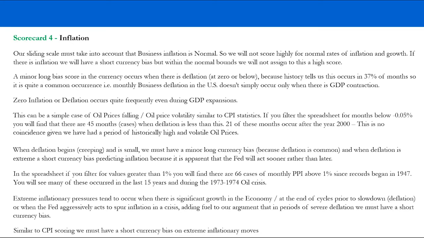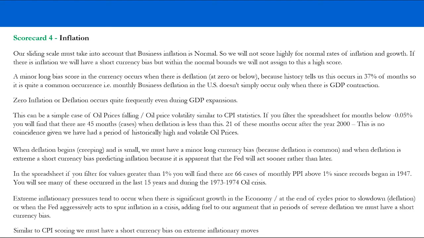Now, if you filter the spreadsheet for months below minus 0.05%, what you're going to find is that there's 45 months or cases when deflation is less than this. And actually almost half, so 21% of these months occur after the year 2000. And this isn't a coincidence, because we've actually had a period over the last 15 years of historically high and volatile oil prices. So these two things are actually going hand in hand.